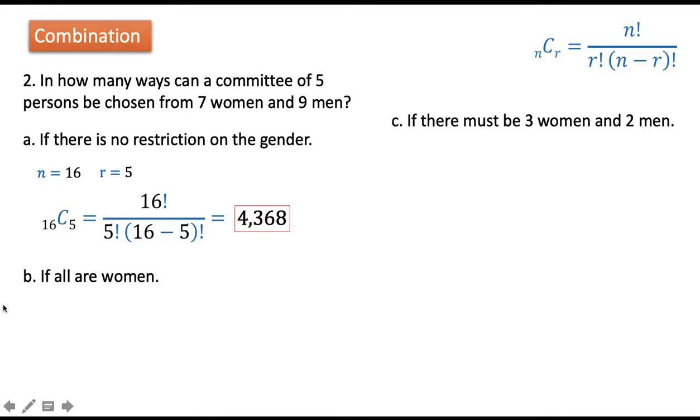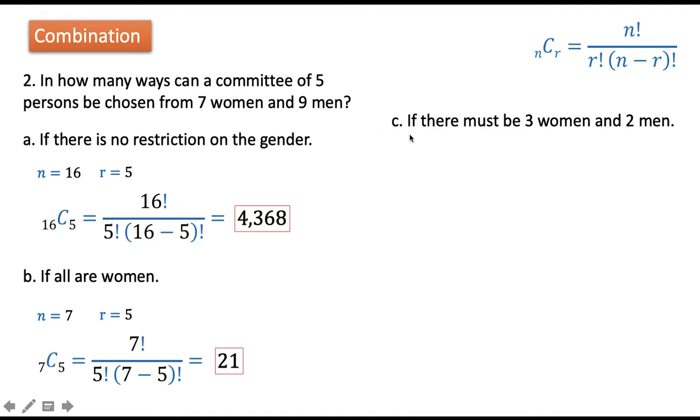But what if it is restricted for all women only? So in this case, our n is 7 because we only have 7 women in 16 persons. And our r is still 5 because we want to form a committee of 5 persons at a time. So same process, using the combination formula, substitute the given. So 7 factorial, then 5 factorial for r, solve, and we will get 21. So it means there are 21 ways to form a committee of 5 persons wherein they are all women.